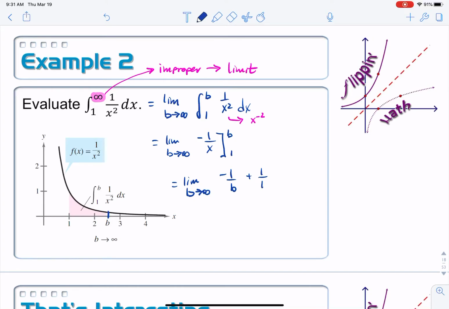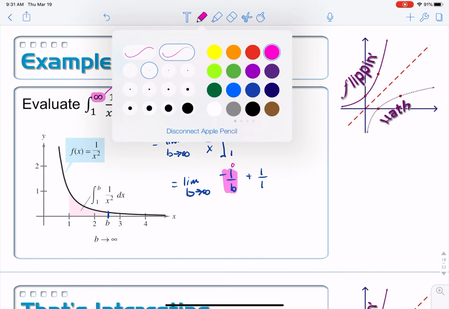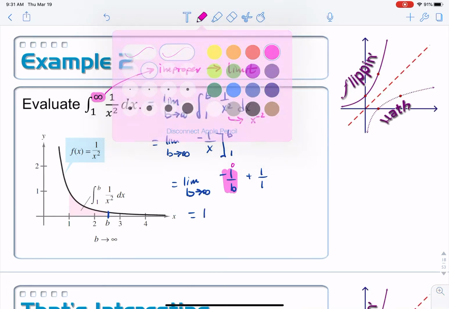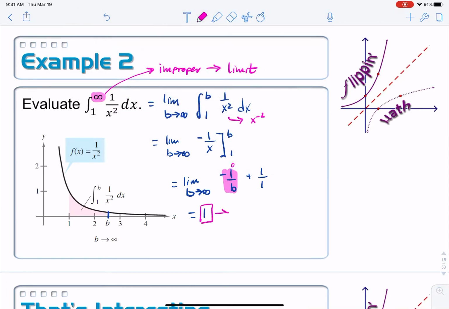Now I can take the limit because the definite integral has disappeared. We've evaluated it. So this first term, as b goes to infinity, I'm taking negative 1 and dividing it by an increasingly larger number. That's going to go to 0. So this part right there is 0, and it does not affect the 1. The value of our limit is just equal to 1. And we're going to say then that this converges to 1.